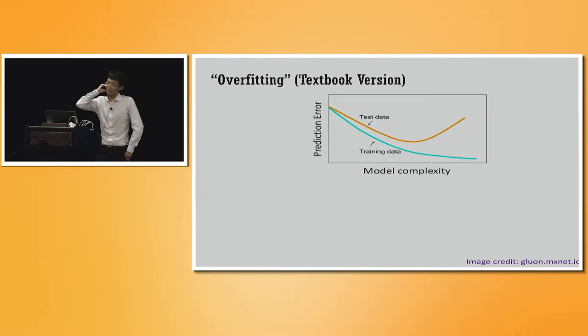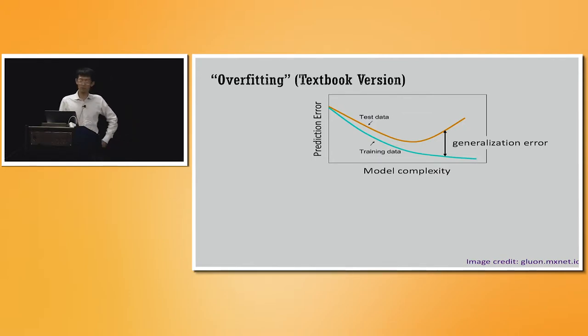This is a textbook version of the overfitting explanation. If you increase your model capacity, then the training error is likely going to decrease, but the test error is going to decrease at the beginning, but at some point you overfit, you probably memorize the training data, and then the test error starts to increase. And the generalization error is often defined as the difference between test error and training error.